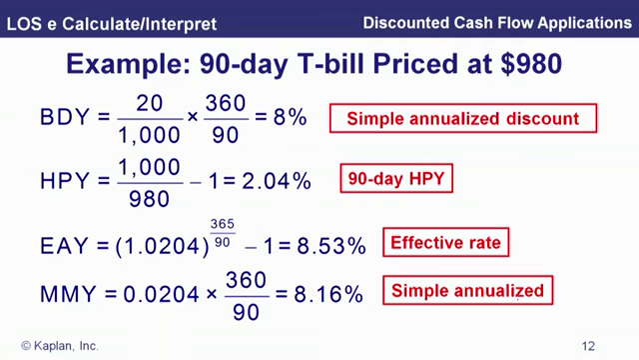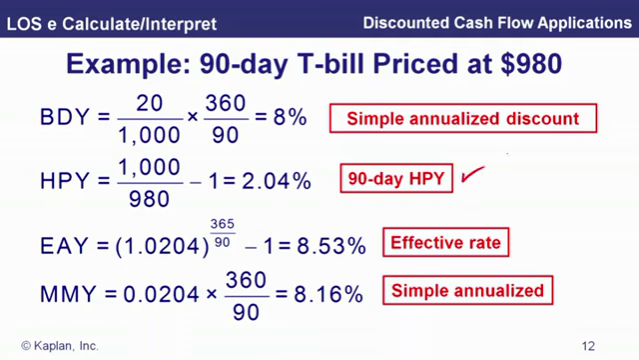But that's just for 90 days. We have to annualize it with our simple annualization, 360 over 90. So 4 times that gives us 8%. So that's our bank discount yield, an annualized discount. The holding period yield, straightforward. $1,000 at maturity, $980 the initial cost, ending over beginning minus 1, 2.04%.